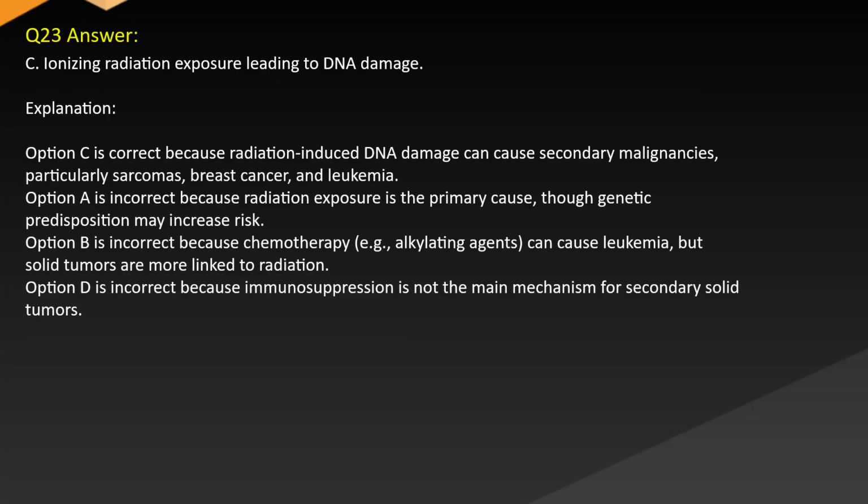Answer: C. Ionizing radiation exposure leading to DNA damage. Explanation: Option C is correct because radiation-induced DNA damage can cause secondary malignancies, particularly sarcomas, breast cancer, and leukemia. Option A is incorrect because radiation exposure is the primary cause, though genetic predisposition may increase risk. Option B is incorrect because chemotherapy, alkylating agents, can cause leukemia, but solid tumors are more linked to radiation. Option D is incorrect because immunosuppression is not the main mechanism for secondary solid tumors.